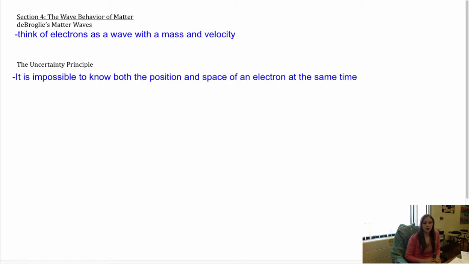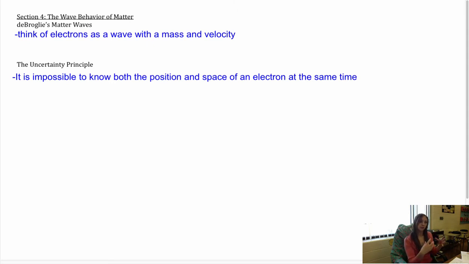All right, in the last part of the Chapter 6 review here, we're going to look at sections 4 through 9. We're going to talk about electron configurations and light as a wave. We start off with light. We talked about light as a particle. We talked about light as a wave.